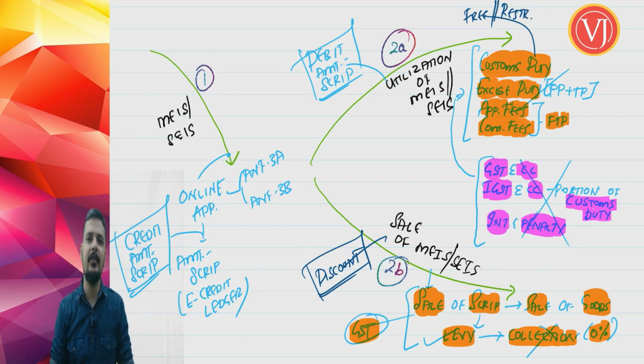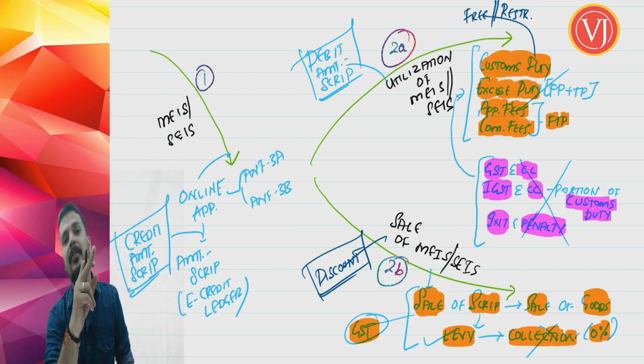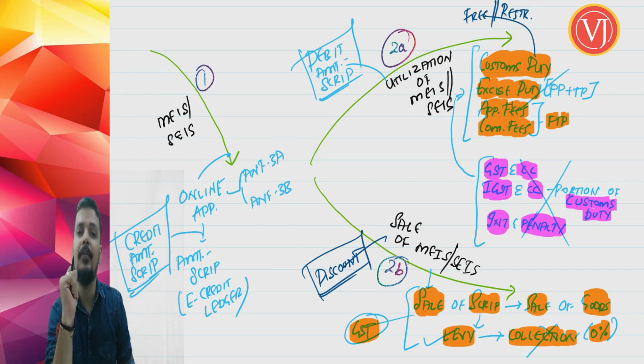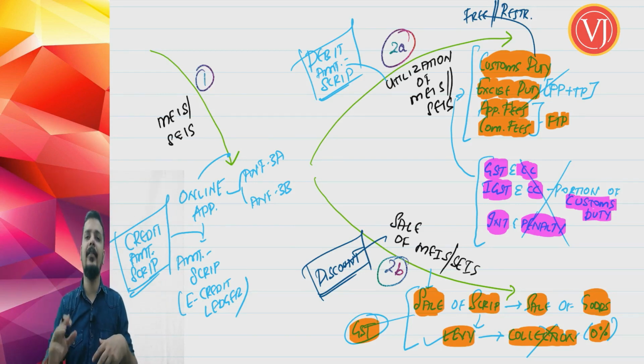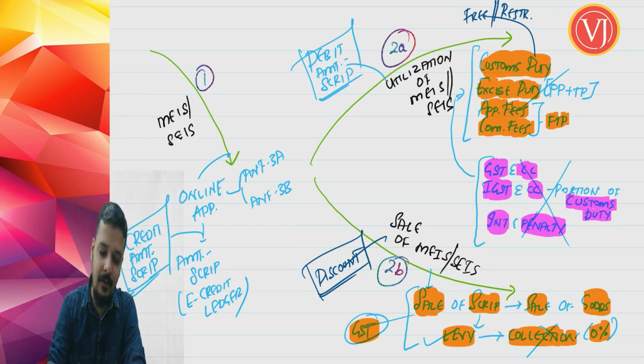There is no GST because it is 0%. You will use the script for payment of your customs duty up to 5 lakhs because you have script value of 5 lakhs. Now, whether I utilize it or I sell it and you utilize it, that utilization should happen within a time of 24 months.